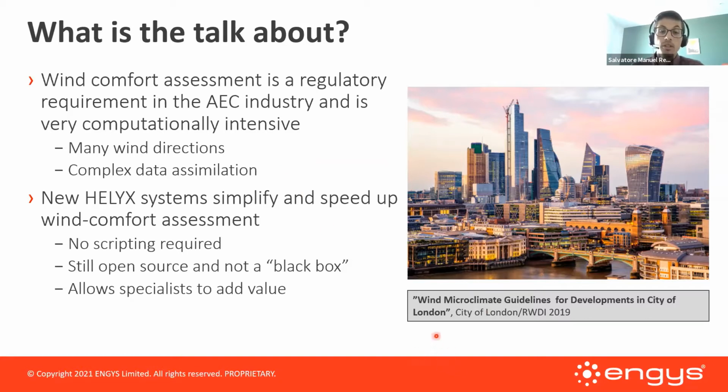In 2019, the City of London and RWDI published the standardized methodology for London based on a 36 wind direction analysis. Wind consultants have developed their own workflows, often combining CFD run results using Bash and Python scripting. In this talk, I'm going to introduce a new system in HELYX which simplifies and speeds up the wind comfort assessment. The framework that we propose removes the need for external scripting, but is still open source. Therefore, it enables specialists in the field to add value and customize the framework based on what they want to do.